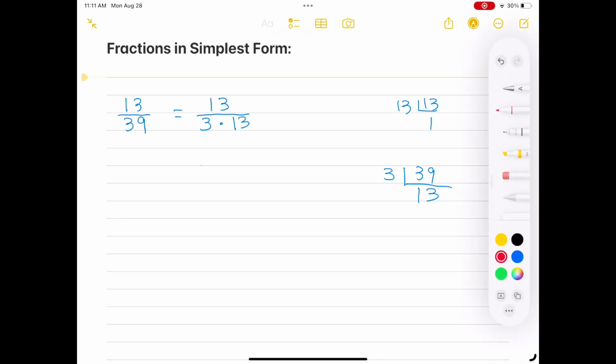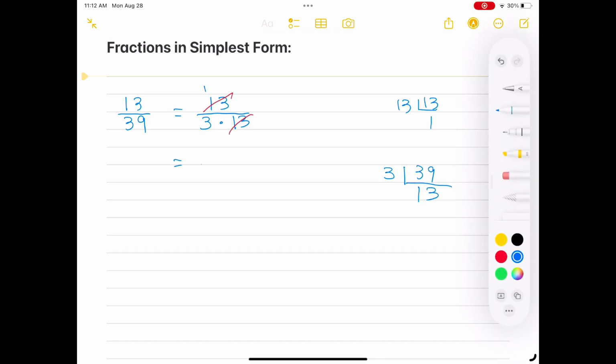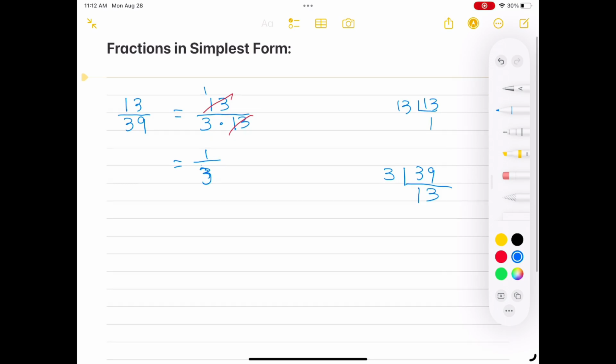Now we can cancel like factors from the numerator and denominator. 13 divided by 13 is 1. So 1 is the numerator, and 3, which remains in the denominator, is the denominator. 13/39 simplifies to 1/3.